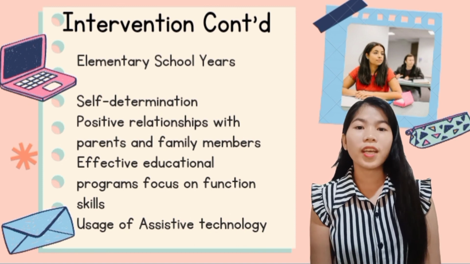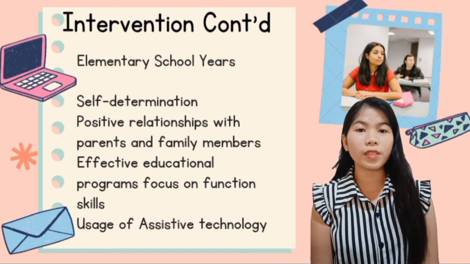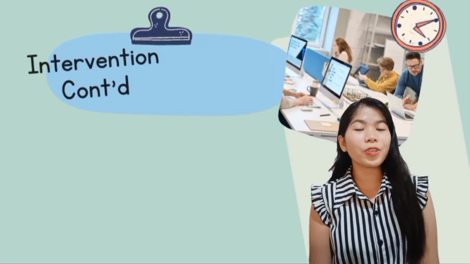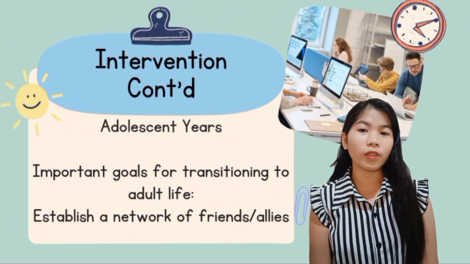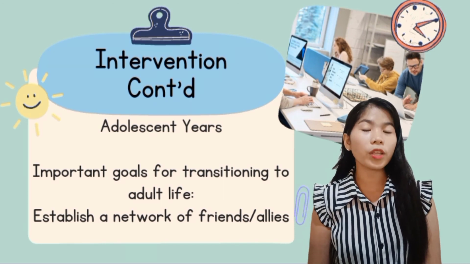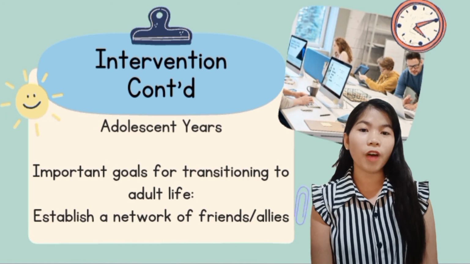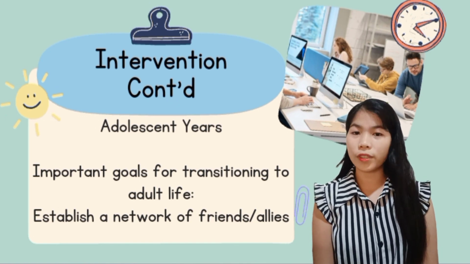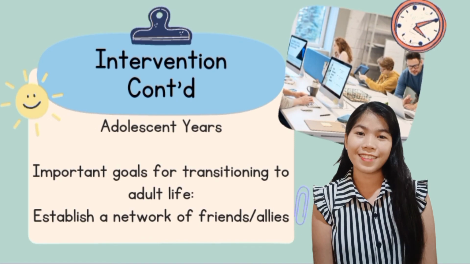Assistive technology can be used to increase, maintain, or improve functional capabilities of students with multiple disabilities, including communication aids. During adolescent years, it is an important goal for transitioning to adult life to establish a network of friends or allies. Having a strong network of supportive family and friends helps enhance our mental well-being. It is important to surround ourselves with family and friends to support and comfort us in both times of joy and distress.